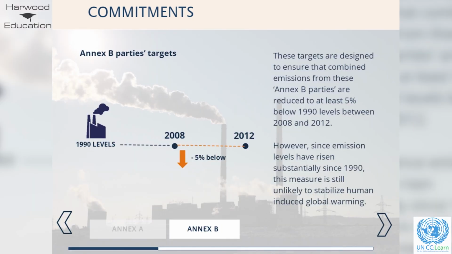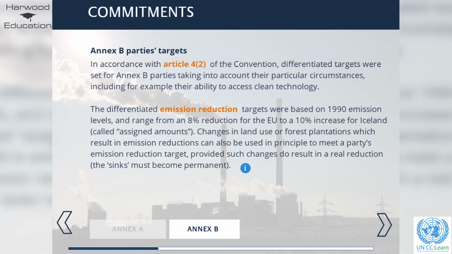Annex B parties' targets. These targets are designed to ensure that combined emissions from these Annex B parties are reduced to at least 5% below 1990 levels between 2008 and 2012. However, since emission levels have risen substantially since 1990, this measure is still unlikely to stabilize human-induced global warming.